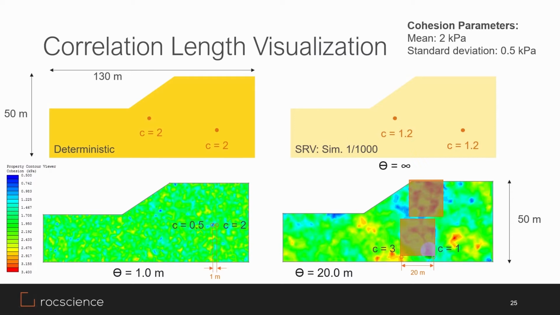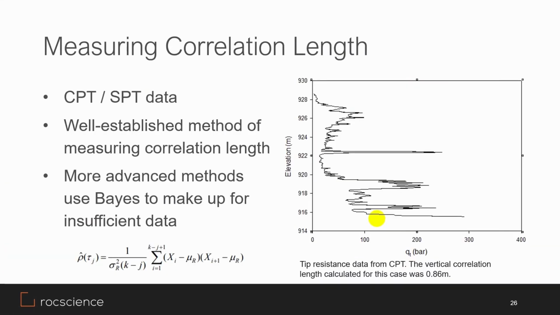Okay, so now we have a general idea of what correlation length is. How do we get this value? The geotechnical field is notorious for always having limited data. However, in most cases, we have some sort of CPT or SPT data. And if we have that, we can measure correlation length. There are well-established methods for measuring correlation length from CPT data, and more advanced methods have been coming out recently that use the likes of Bayes when data is insufficient.